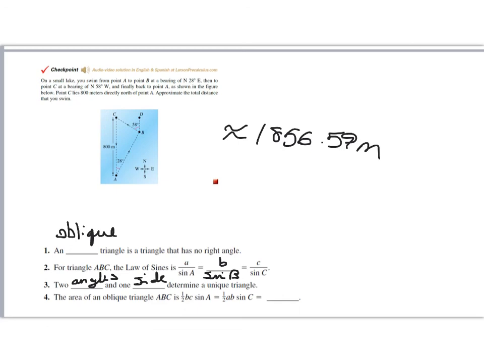And then the area of an oblique triangle ABC is equal to 1/2 BC sine A, 1/2 AB sine C, and 1/2 AC sine B. All right, guys, you're done.